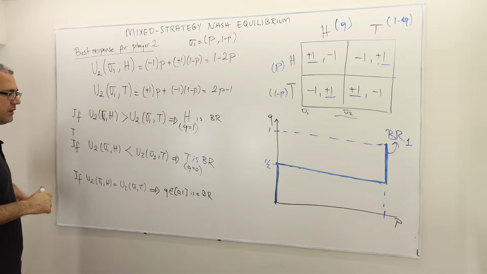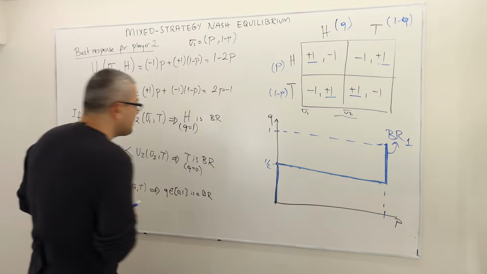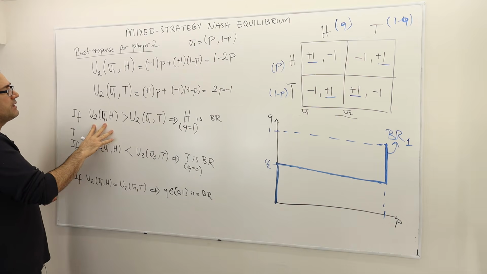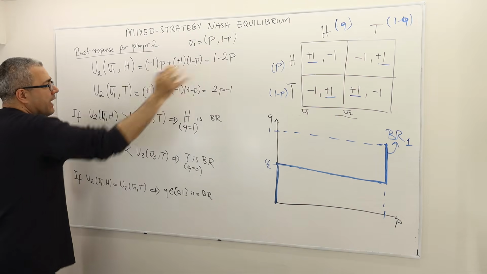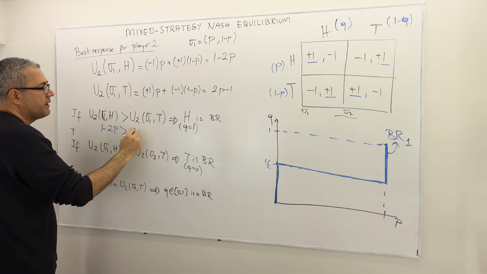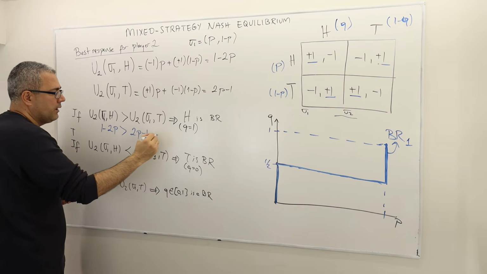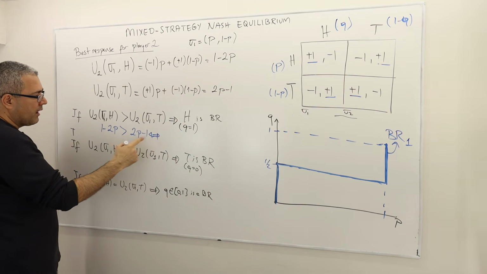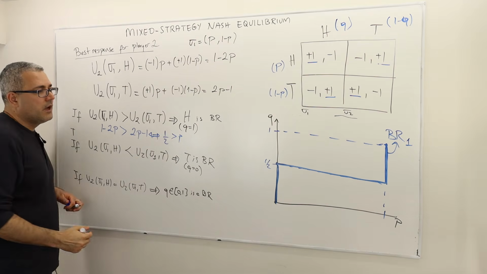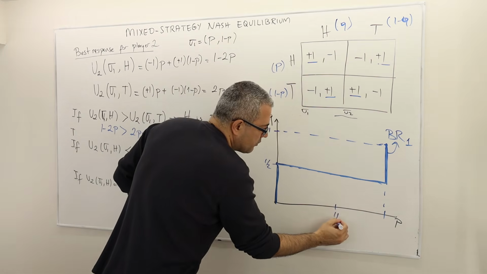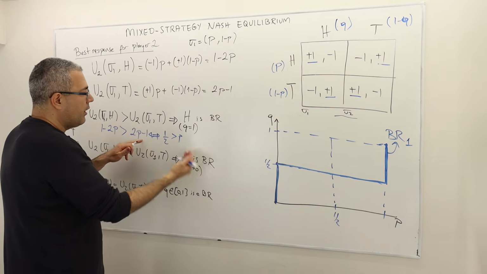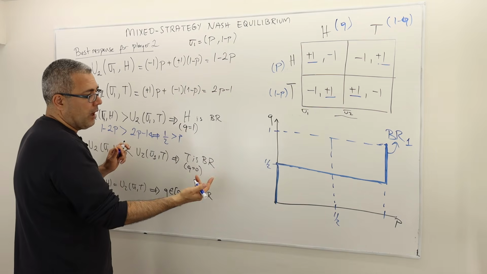best response calculations. So once again, what does this inequality tell us? The second player's expected payoff from playing head, 1 minus 2P, is greater than her expected payoff of playing tail, 2P minus 1. That's equivalent to saying P is less than 1/2. So, let's suppose this is 1/2. Whenever P is less than 1/2, her best response is Q equals 1.